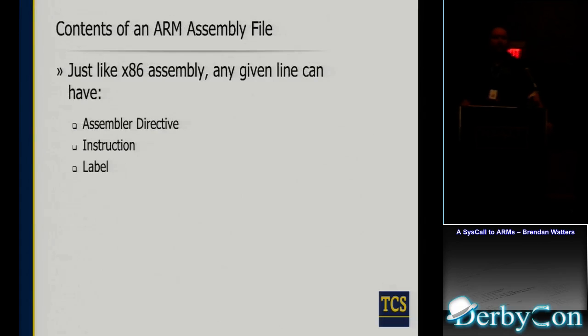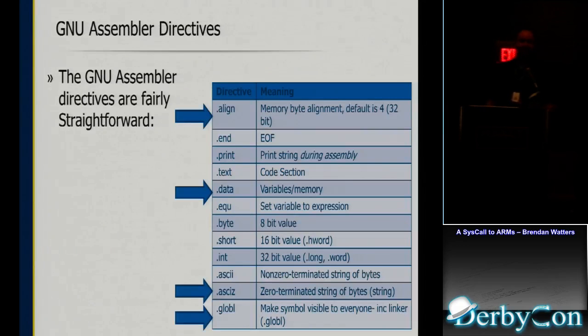When you look inside an ARM source file, you're going to have lines that consist of either assembler directives, instructions, labels, and if you're not a real coder, you might have some comments in there somewhere. But that's all you're going to see.